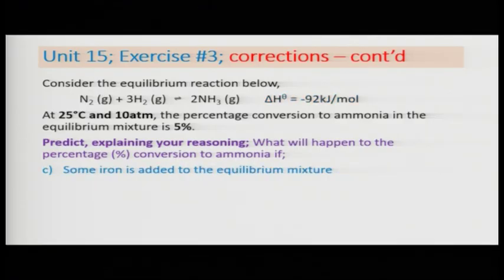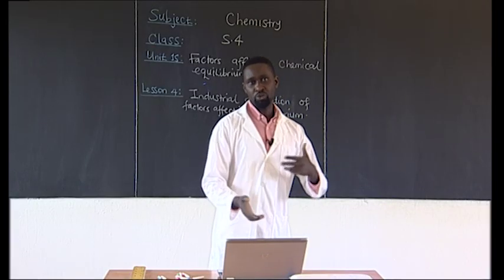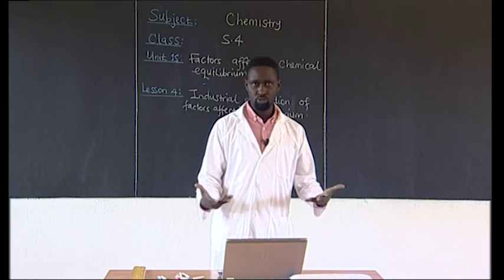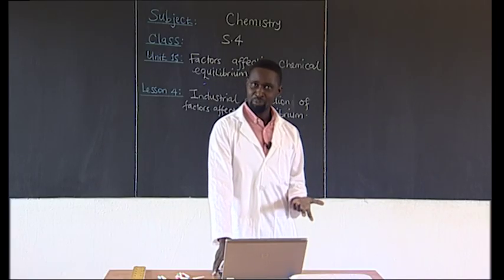And lastly, if you add iron as a catalyst, remember a catalyst does not affect the position of equilibrium and the amounts at equilibrium. What it does, it only speeds up the attainment of equilibrium and of the equilibrium composition. So in this case, it will remain 5%. There will be no decrease or increase, but it will be attained in a shorter time. So you see how you can quickly go through these questions. Just take a few principles, then chemical equilibrium becomes enjoyable, isn't it?